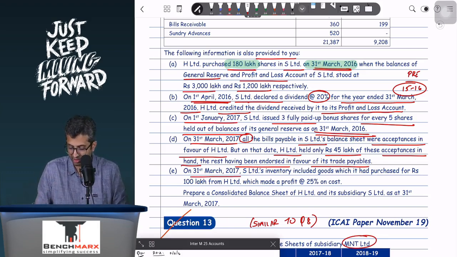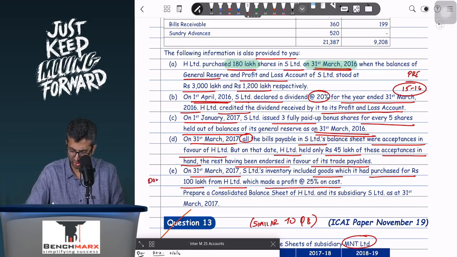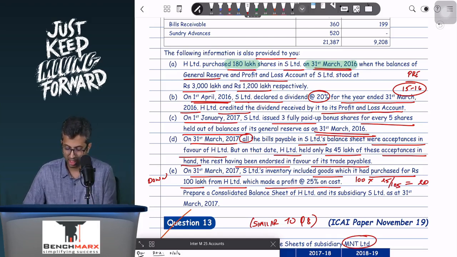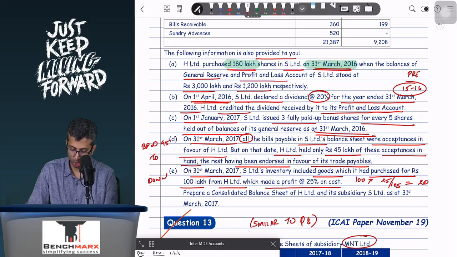Now on 31st March 17, S's inventory included goods which were purchased for rupees 100 lakhs from H, on which H made a profit of 25% on cost. Now this is a downstream transaction. We have done multiple such cases where you would say 100 lakhs into 25 upon 125, and hence probably this is equal to rupees 20. So I will reduce 20 from the P&L of the parent and inventory will reduce by 20. Over here, your entry will be bills payable account debit 45 to bills receivable, let us say 45.